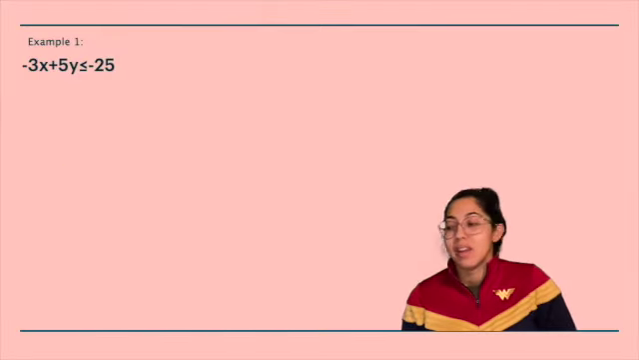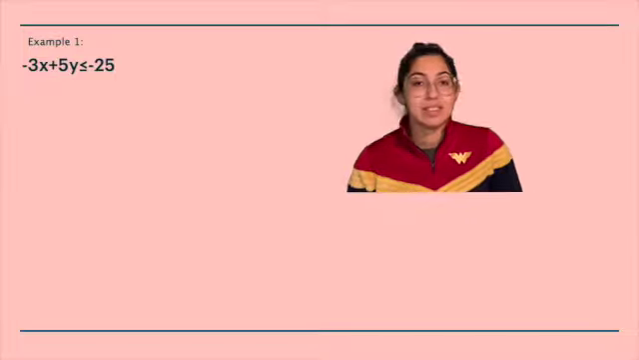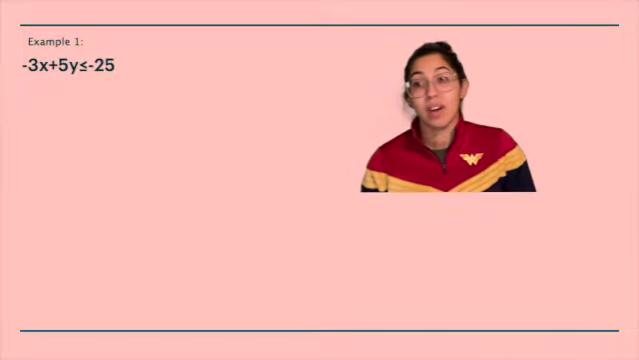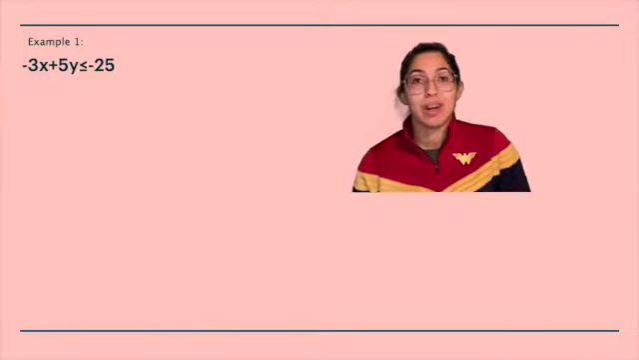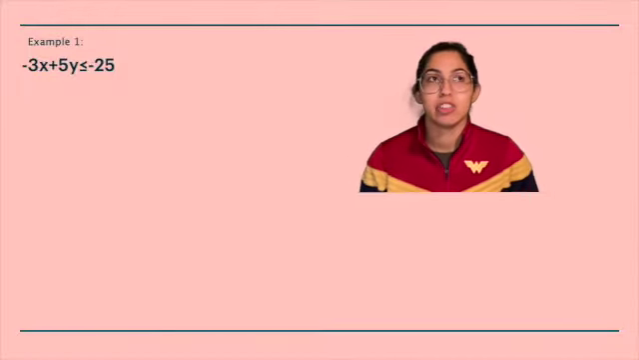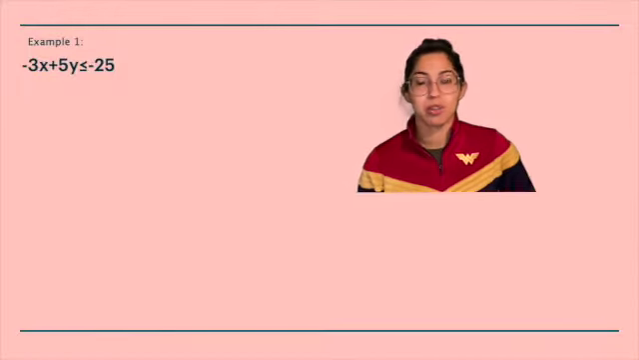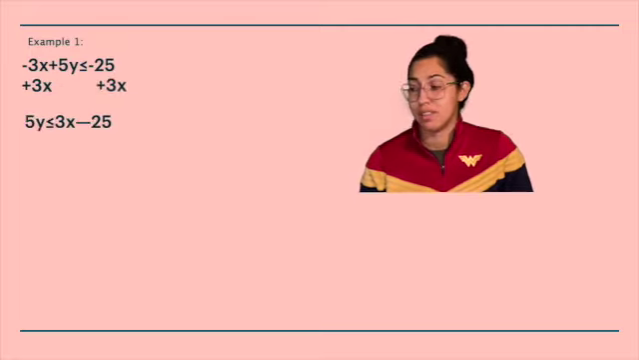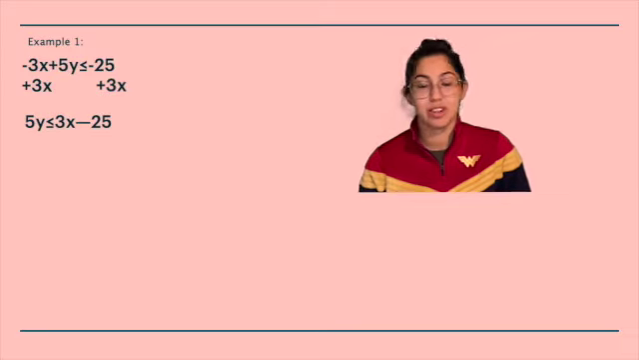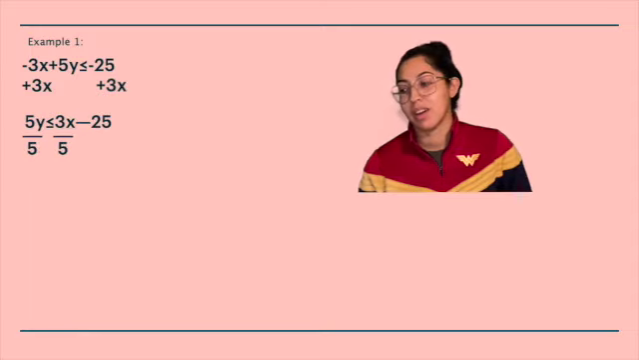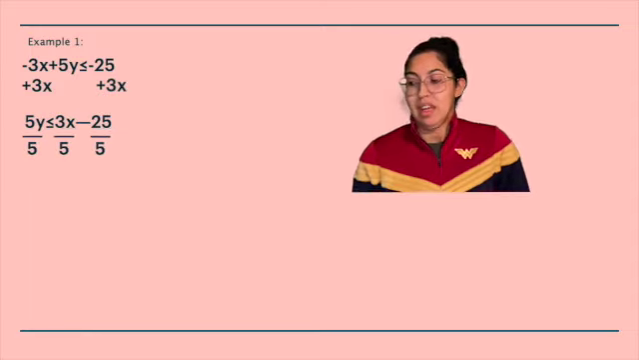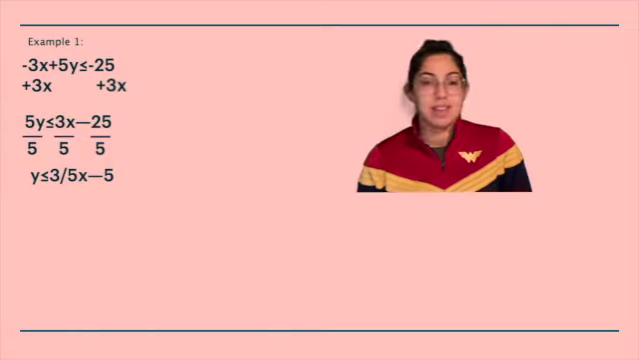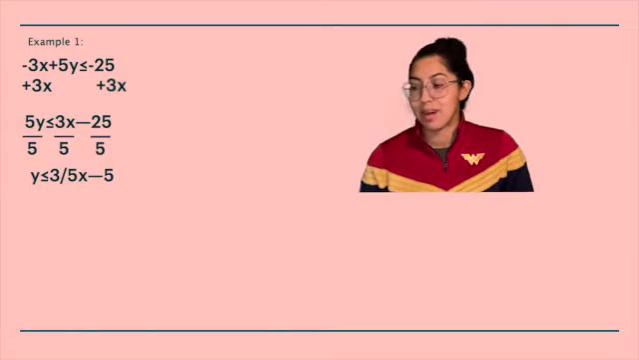Okay, example 1: negative 3x plus 5y is less than or equal to negative 25. First we need to isolate for y and change this into slope-intercept form. So we're going to move that 3x over and divide by 5. We'll add 3x. We're left with 5y is less than or equal to 3x minus 25. Divide everything by 5. And then we have y is less than or equal to 3/5 x minus 5.